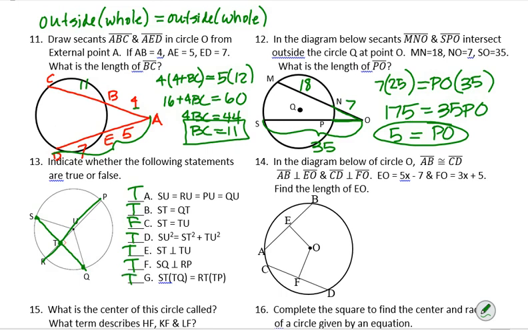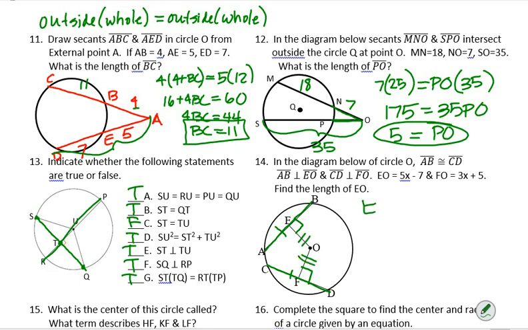Okay, number 14 says, in the diagram below of circle O, AB is congruent to CD. That means this right here is congruent to this. It also tells me that AB is perpendicular to EO and that CD is perpendicular to FO. Well, that means, because those 2 conditions are true, because the chords are congruent and perpendicular, then we know that they are equidistant from the center.